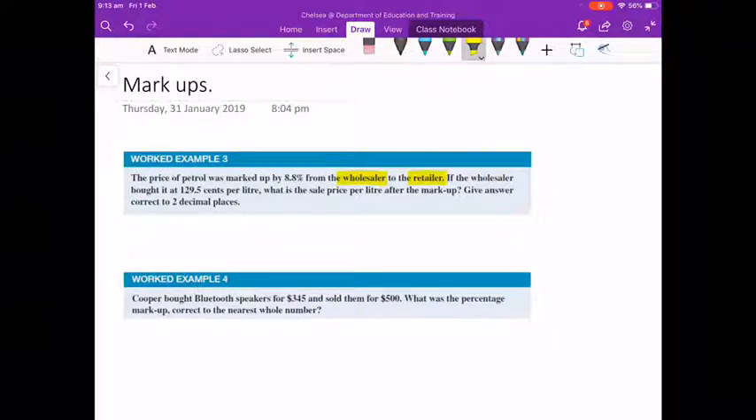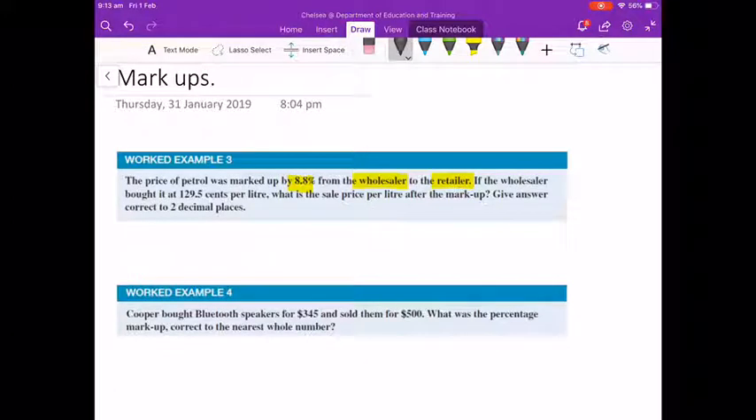We're going to go through some worked examples now. The price of petrol was marked up by 8.8% from the wholesaler to the retailer. If the wholesaler bought it at 129.5 cents per litre, what is the sale price per litre after the markup? Give your answer correct to 2 decimal places.